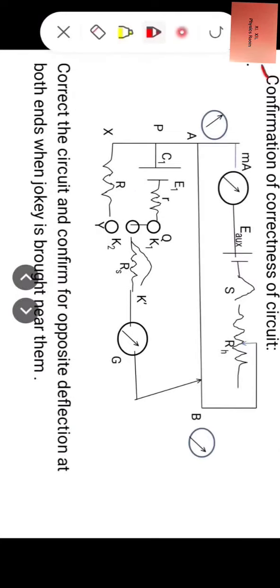Now confirmation of correctness of the circuit. Correct the circuit and confirm for opposite deflection at both ends when jockey is brought near them. Now, second step, after testing the circuit, after ensuring that circuit is correct, we come to measuring EMF of cell C1. Now, first step is cell C1 in circuit.